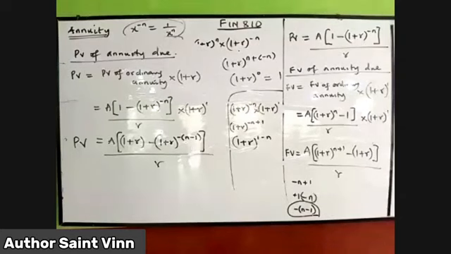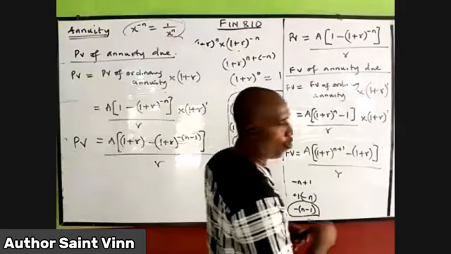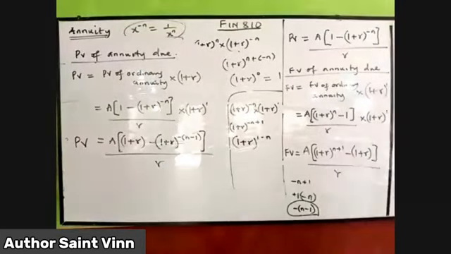So anytime we talk about present value of ordinary annuity, we know what to use. Future value of ordinary annuity, we know what to use. And so on and so forth. So that's all. We'll just take one small question and show you how it looks. I'll put it down. Let's see what we can do.